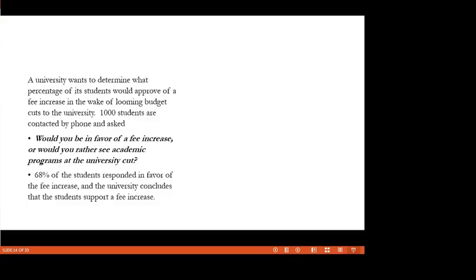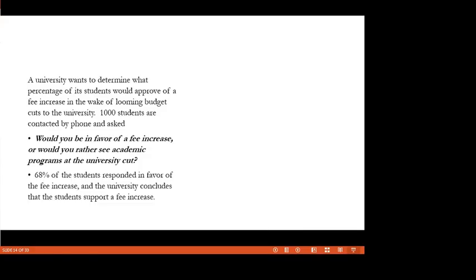Next example, let's suppose some university is facing a horrendous budget cut, and so what they do is they get on the phone to 1,000 students and they decide to poll the students. And the question they ask is the question in bold here. So we ask them, well, since there's this looming budget crisis, would you be in favor of having your fees and tuition increased, or would you rather see us cut some programs at the university, possibly the program you're enrolled in? And at the end of the day, let's say that 68% of the students responded that yes, I think the fee increase is the preferable option.